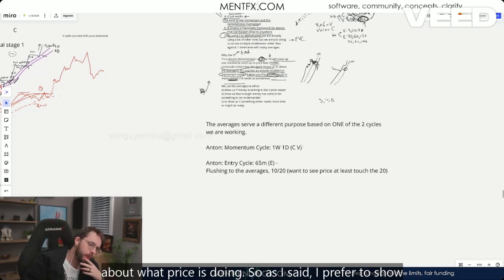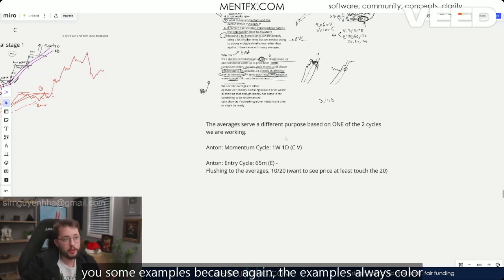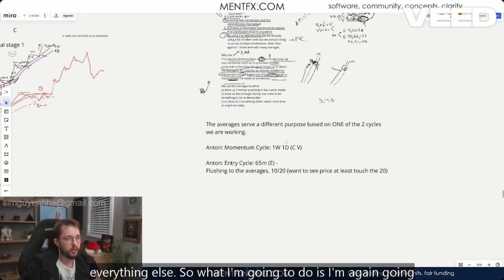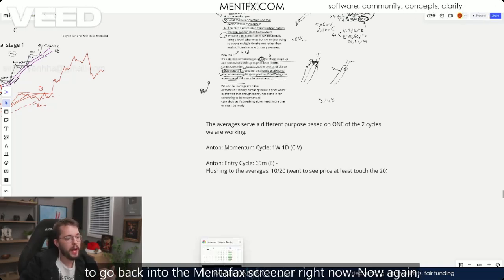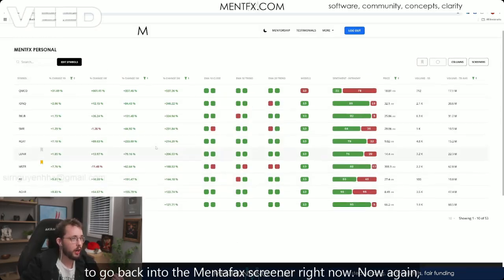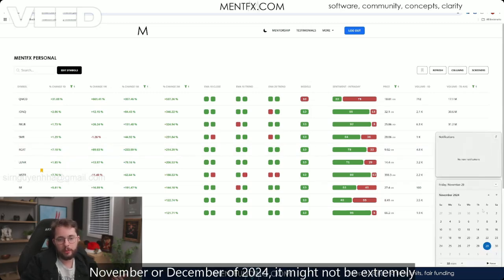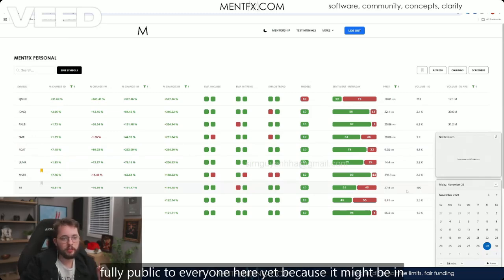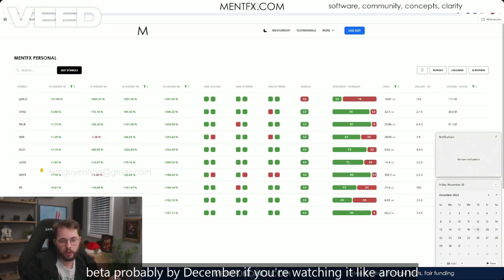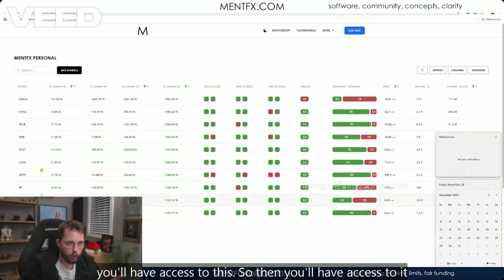So, as I said, I prefer to show you some examples because, again, the examples always color everything else. So what I'm going to do is go back into the Mentifex screener right now. At the time of you watching this, if it's still November or December of 2024, it might not be fully public to everyone yet because it might be in beta. Probably by December 20th or so, it'll already be done, and you'll have access to this.